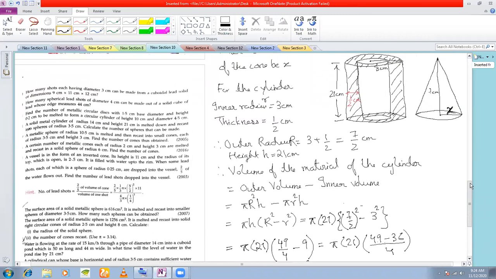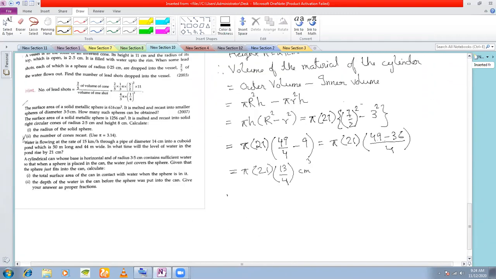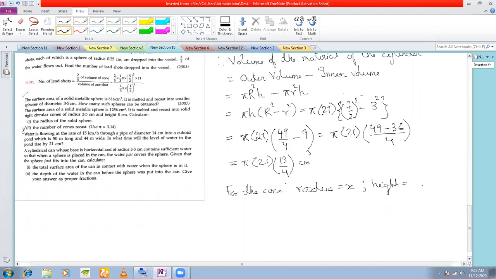Now we shall find out the volume of the cone. For the cone, what is the radius? This cone is a solid cone. We are making a hollow cylinder into a solid cone. So what is the radius of this cone? Radius is equal to x for the cone. And what is the height here? Height of the cone is given to be how much? 7 centimeters. So what is the volume of the cone?